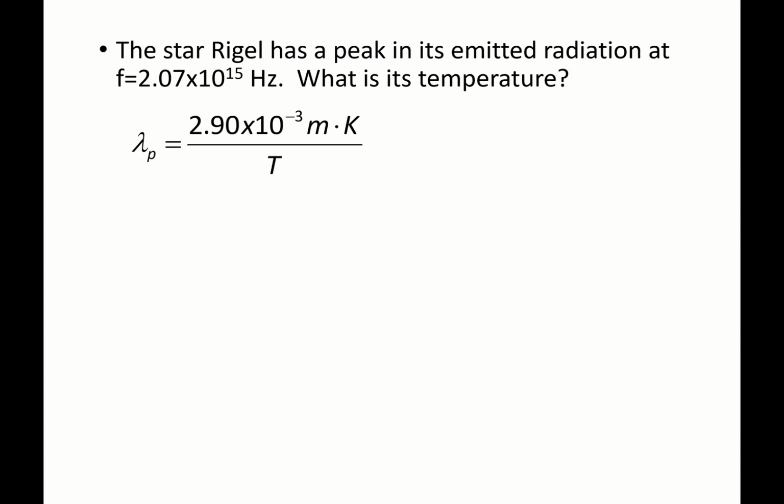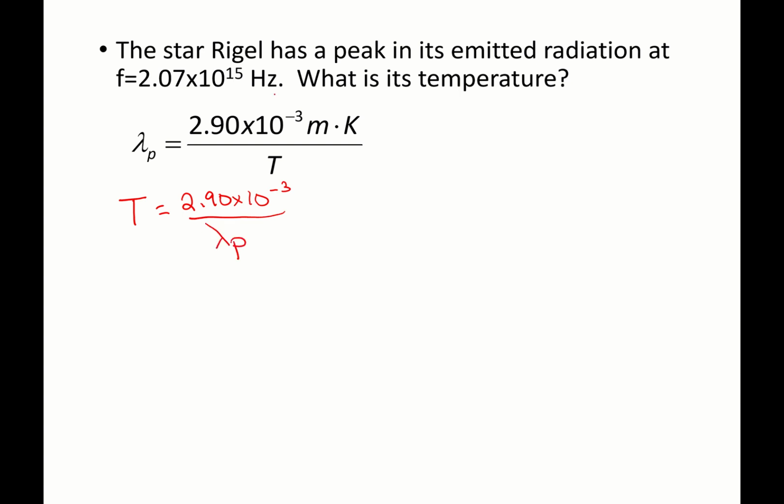The star Rigel has a peak in its emitted radiation at a frequency of 2.07 times 10 to the 15 hertz. What is its temperature? So we know that the wavelength is 2.9 times 10 to the minus 3 divided by the temperature in Kelvin. So we want to find the temperature. If I rearrange that, the temperature is equal to 2.9 times 10 to the minus 3 divided by the peak wavelength.